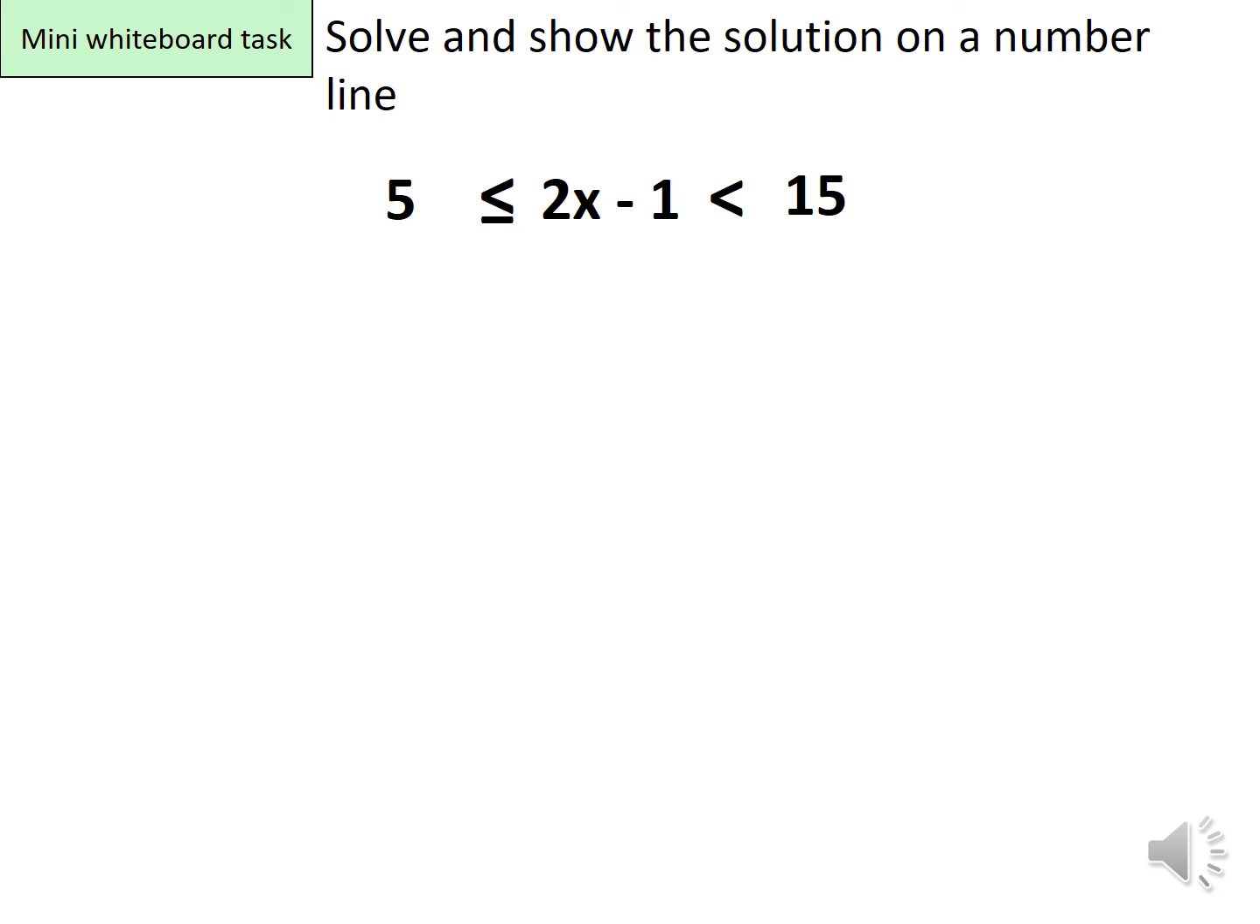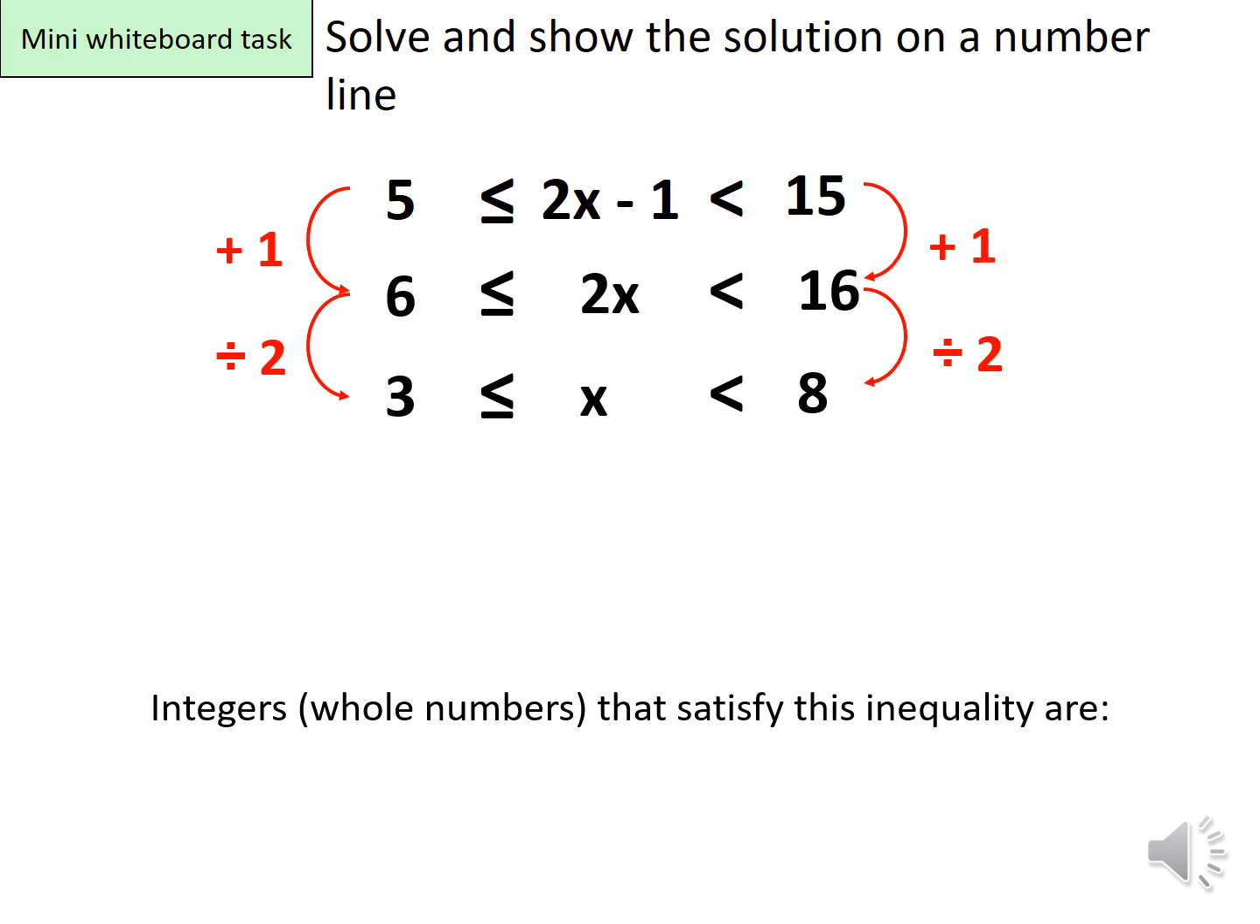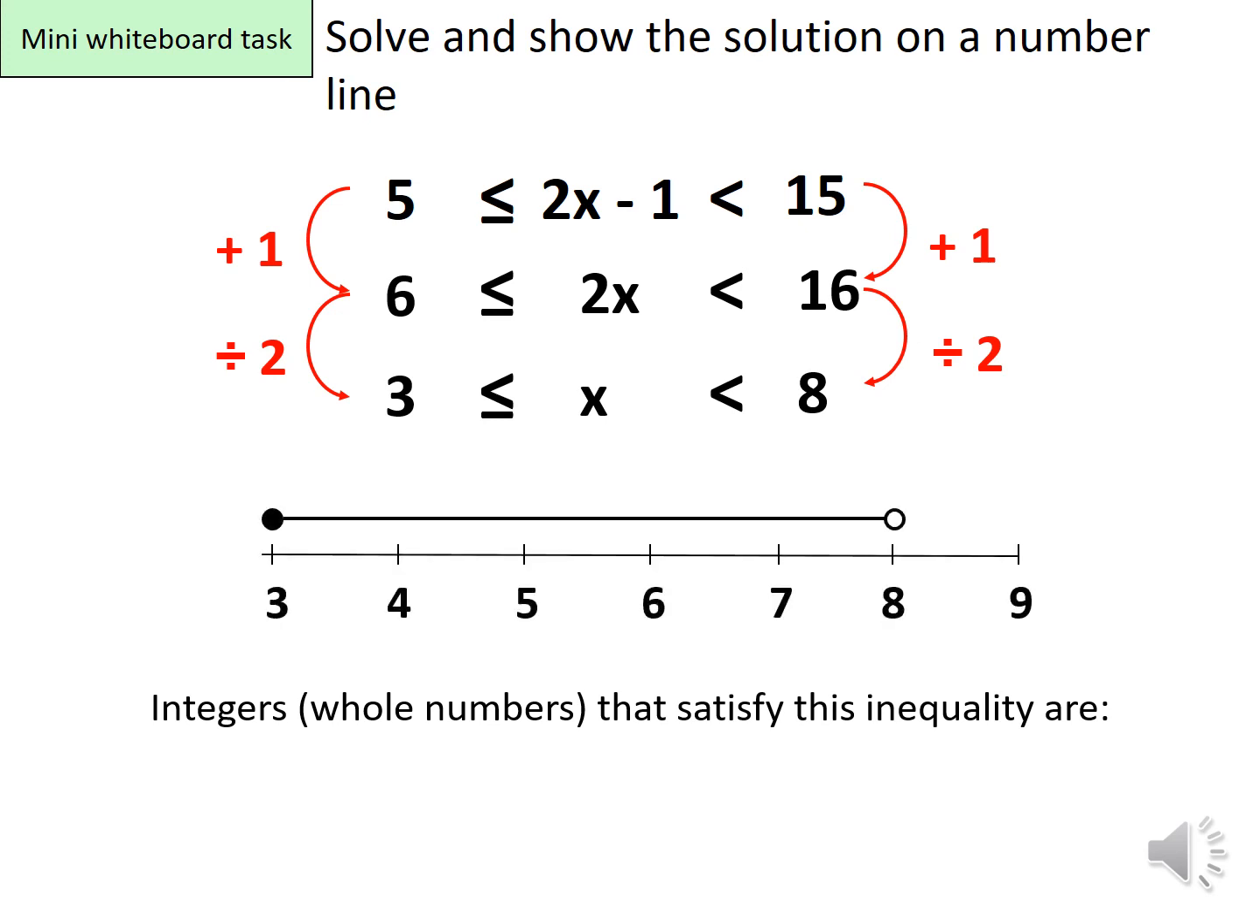Welcome back. So our first step would be to add 1 to all three terms. Our second step would be to divide all three terms by 2. And our third step would be to draw a number line and represent it on the number line.